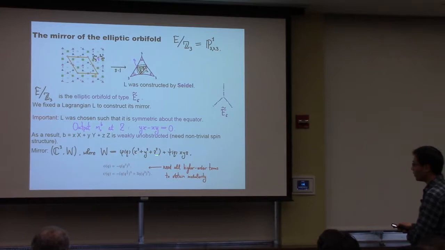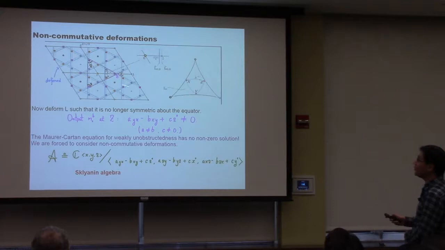And then we can write down the mirror very explicitly in terms of theta functions. And we need higher order terms to have this modularity. So we are not just working on the level of the leading order terms in general. This is easy to do, right? Yeah. And now let's do the non-commutative deformation.